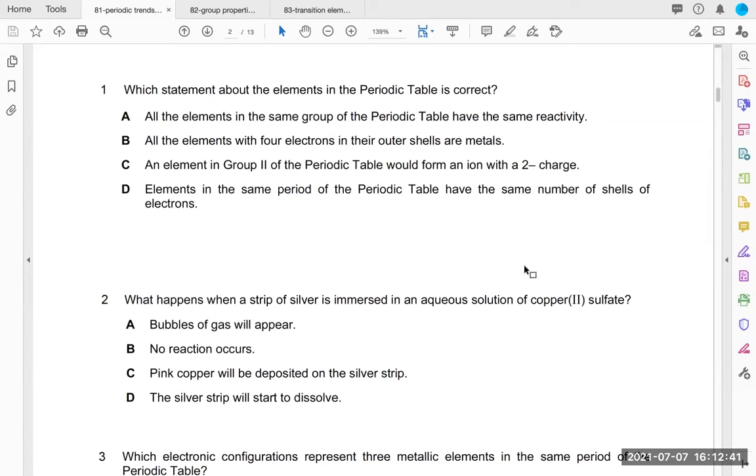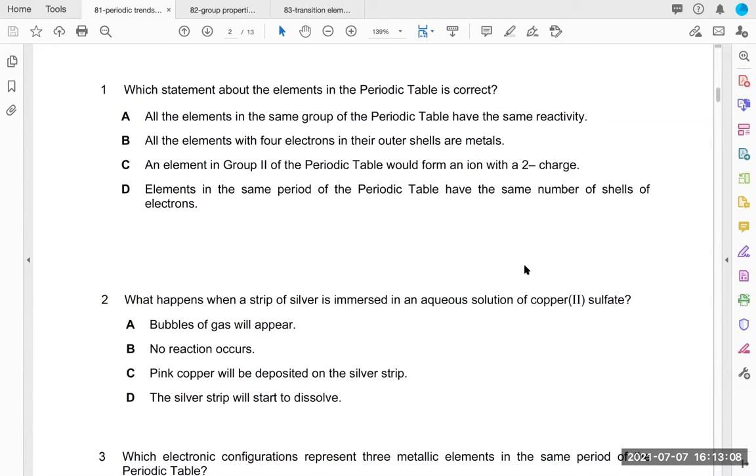All the elements with 4 electrons in their outer shell are metals. 4 electrons in the outer shell, that's group 4. Group 4 starts with non-metals, carbon, silicon. Carbon is a non-metal, then silicon is a metalloid. Then as you go down, you see more and more metals. I think lead is also in that group, which is a really good metal. So yeah, they are not all metals.